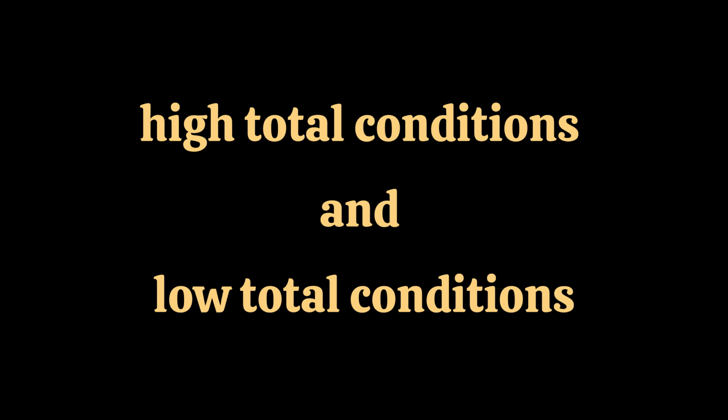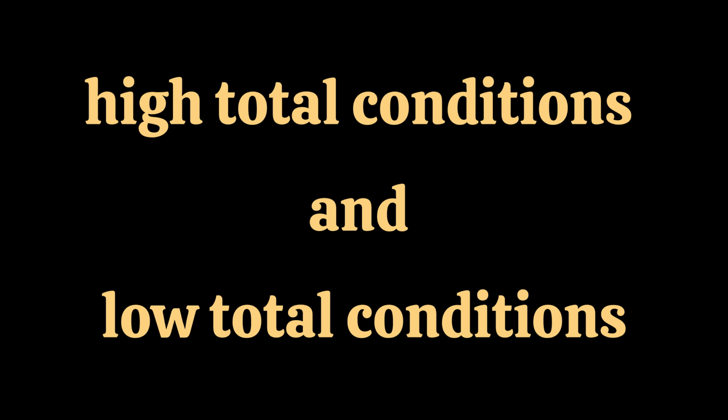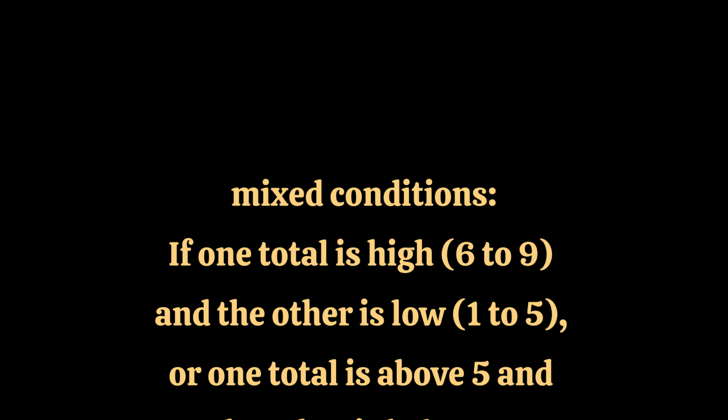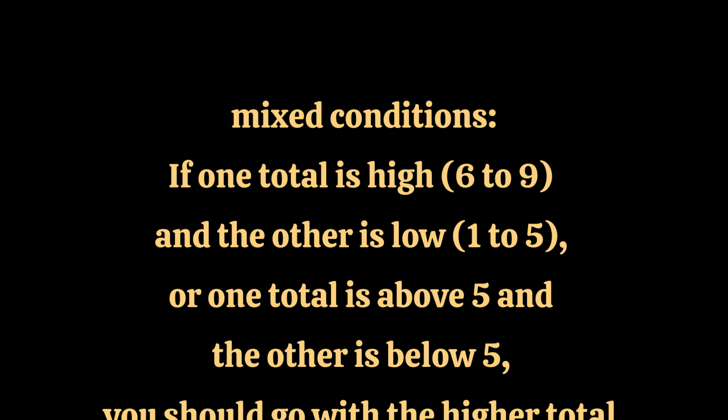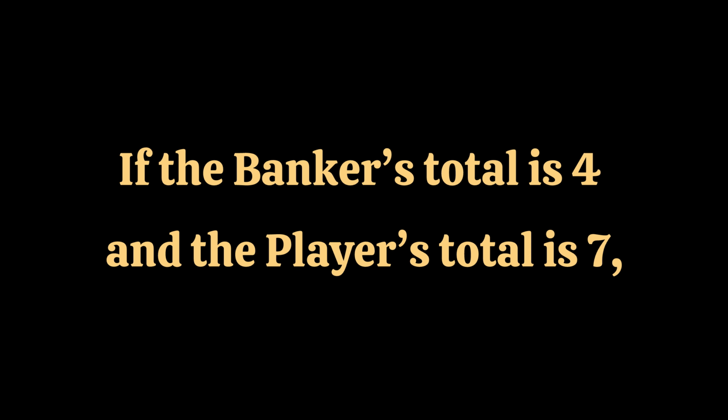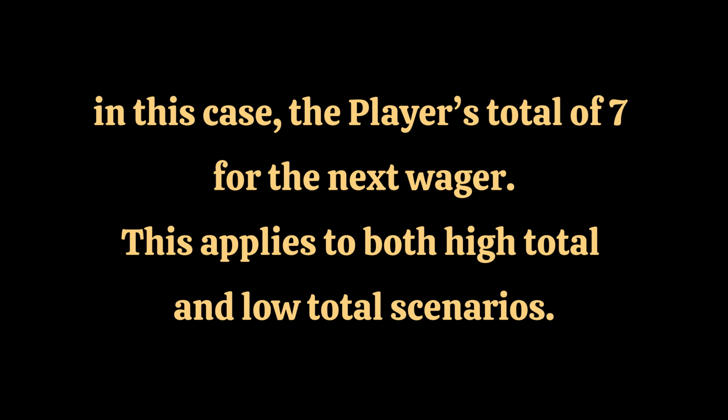Now that we've covered the high total conditions and low total conditions, let's look at the mixed conditions. If one total is high and the other is low, or one total is above 5 and the other is below 5, you should go with the higher total. For example, if the banker's total is 4 and the player's total is 7, this is a mix of a low total and a high total. You should go with the higher total for the next wager. This applies to both high total and low total scenarios.